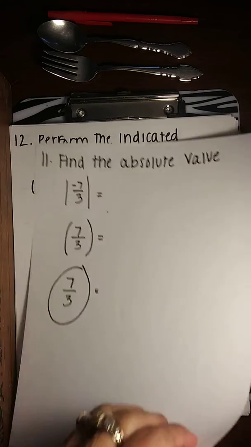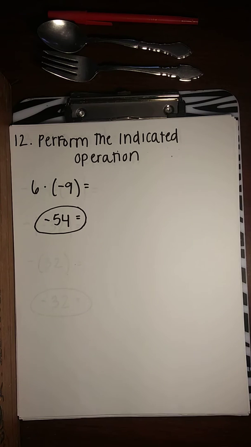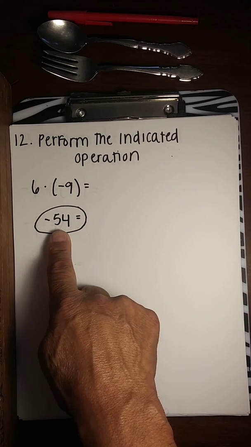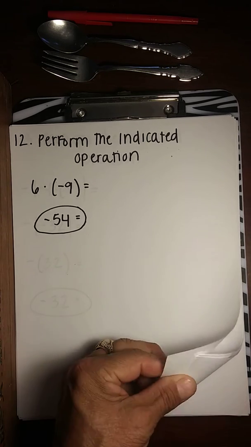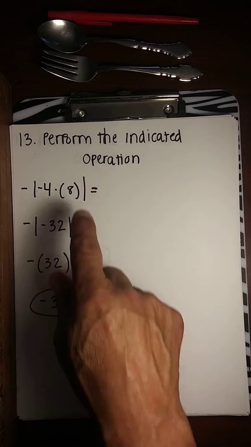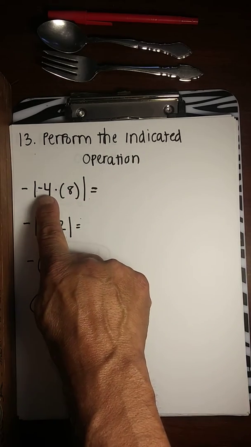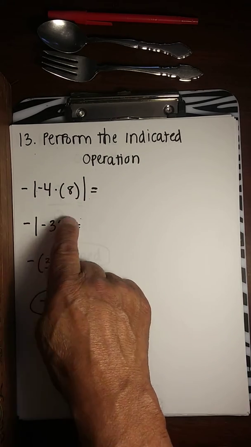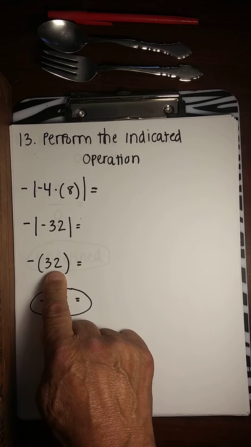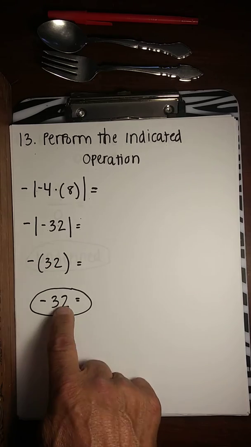Absolute value. Perform the indicated operations. 6 times a negative 9 is going to be a negative 54. Positive times negative is a negative. This one is a little bit harder because you've got to do order of operations. A negative 4 times 8 is negative 32 first. The absolute value of this is going to be 32, the distance from 0. And the negative of that is a negative 32.